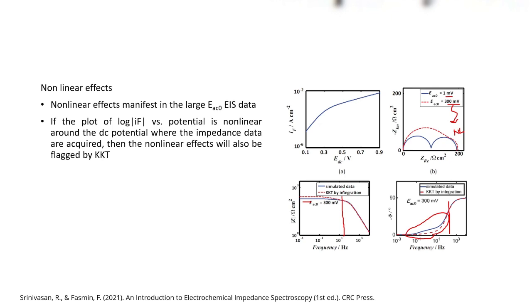Here, in both the amplitude versus frequency and the phase versus frequency plots, I can see that there is a difference at low frequency. So if the plot of the log current versus potential is non-linear around the DC potential where the impedance data is acquired, then the non-linear effects will also be flagged by KKT.